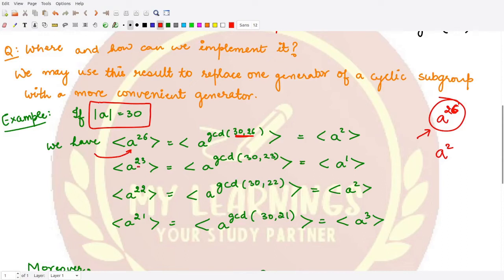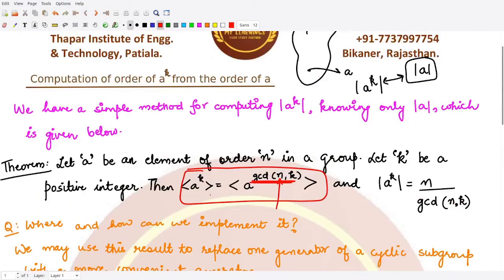Now let's see for 23. The GCD of 30 with 23 is 1. So you see A to the power 1 is another generator. For A^22, again the GCD of 30 with 22 is 2, so A square is the generator in this case. And for A^21, it is the GCD of 30 and 21, that is 3, so A cube is the generator in this case. So this is one part of this theorem.